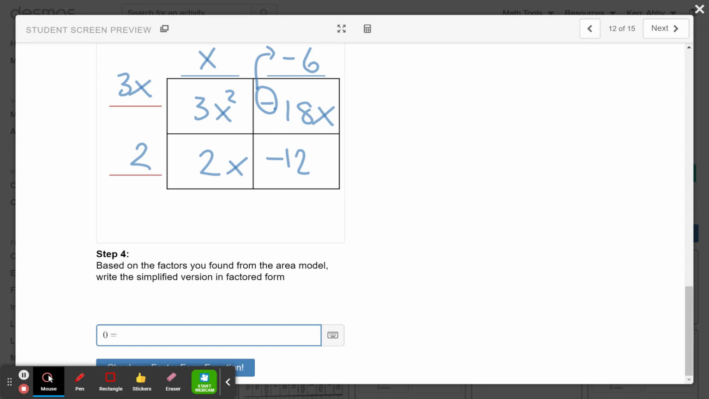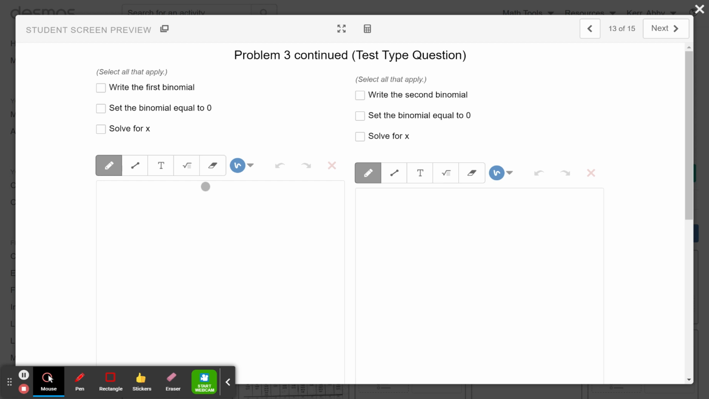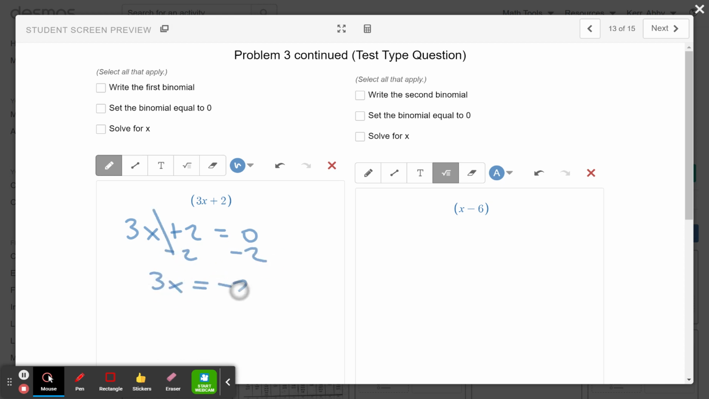So put those together. This is factored form. You can tell the x-intercepts right away from it. Right, 3x plus 2. Undo a positive 2 by minusing 2. Divide by 3. We get x equals -2/3.